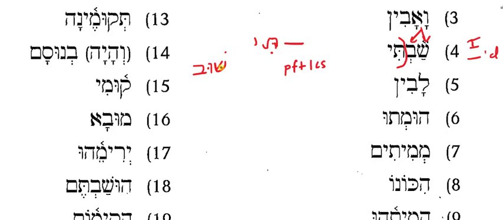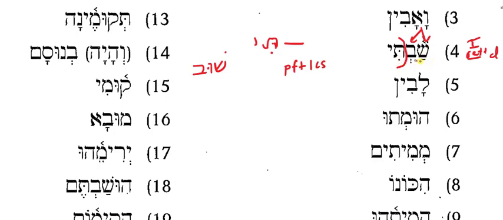Page 202, to return. In what stem? In the qal, that's right. So in the qal, shuv is to return. So if this is the qal, it would be "I returned." Now what we need to find out is: is this in fact the qal perfect form of shuv?